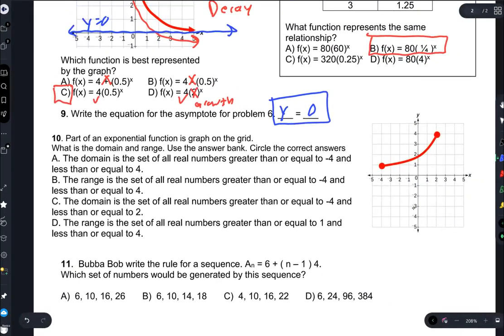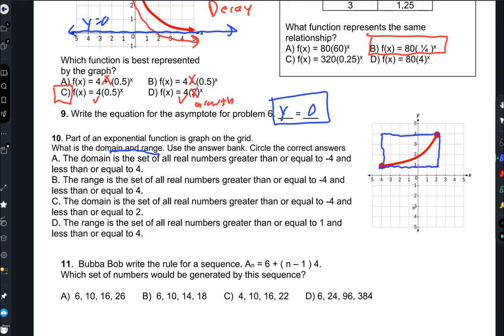Number 10. Okay, we have part of an exponential function drawn. We want to get the domain and the range of this. So remember to draw a box that surrounds your function. Your box goes from here to here, which is -4 to 2. So my domain needs to go from -4 to 2, doesn't it? It needs to be bigger than -4, but less than the 2. It needs to be bigger than -4, that's right, and less than or equal to 4, that's wrong. It needs to be bigger than -4 and less than 2.